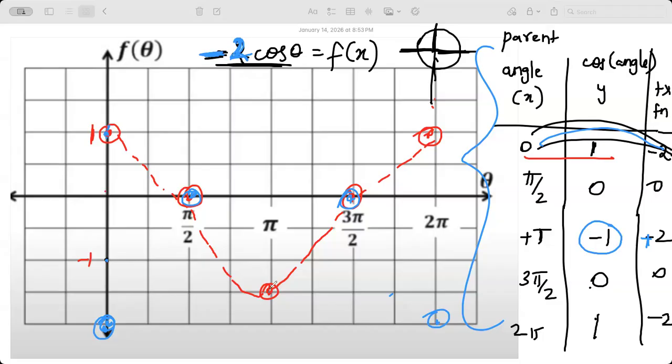Similarly, for the parent function, whatever was negated, see, this was a negative 1, right? Actually, this is a negative 1, okay? Negative 1 goes across the x-axis here, but then the amplitude was 2, so it gets multiplied by 2, so it goes here. Make sense, guys?